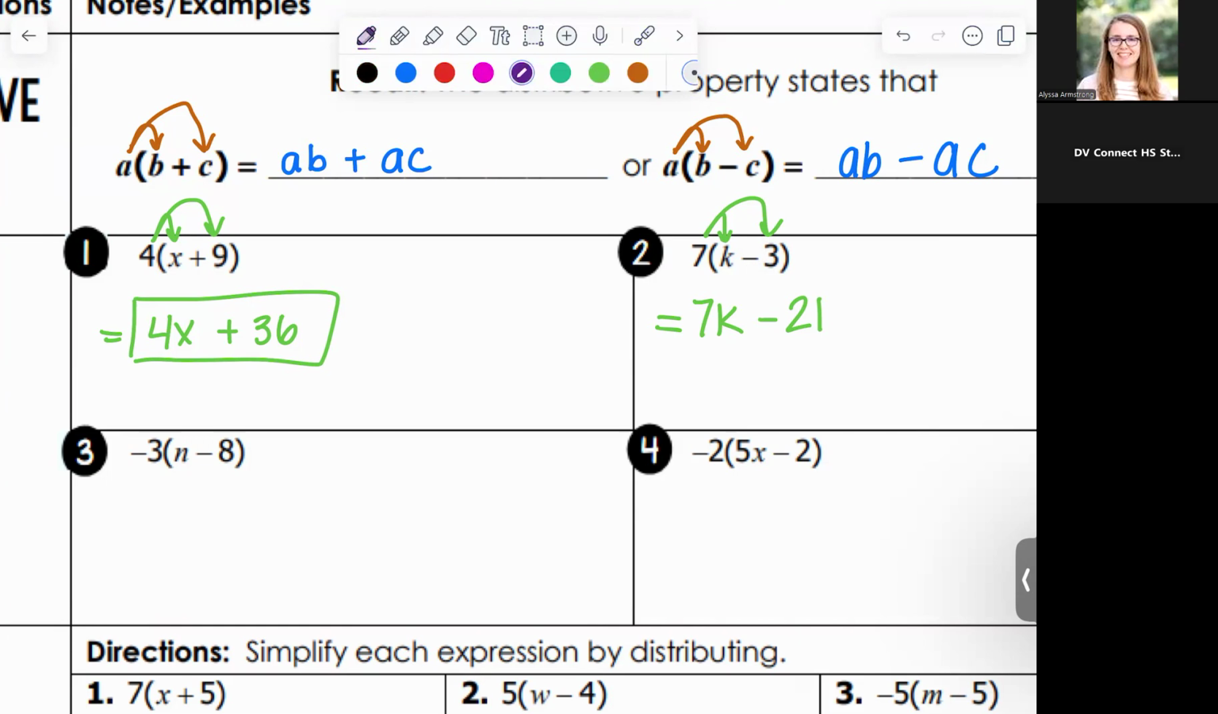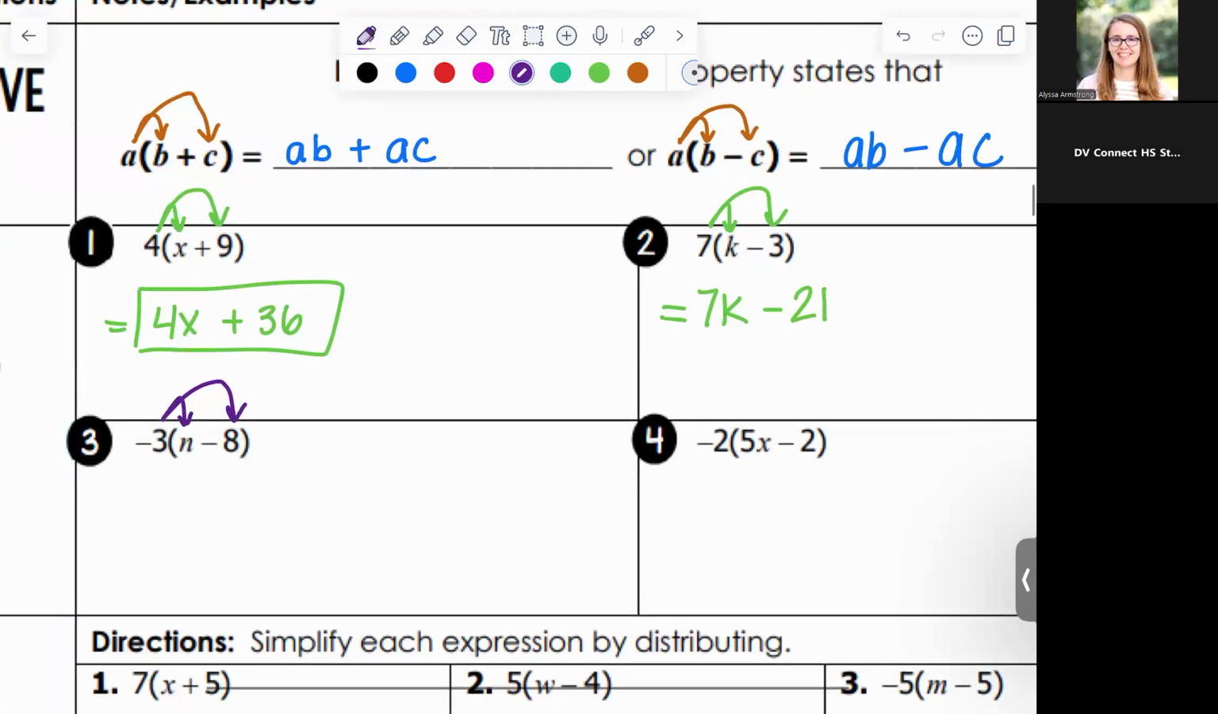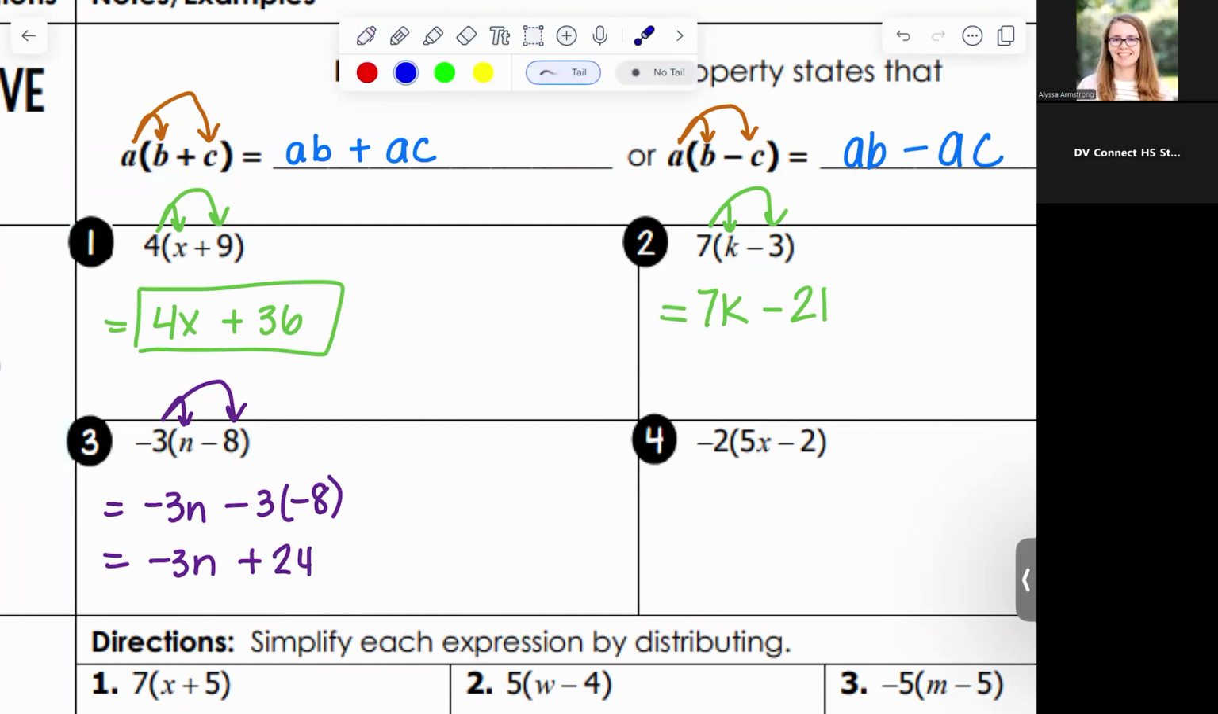So for the next one, I have -3 times n and -3 times -8. So think of this as -3n and then -3 times -8. So that's -3n plus 24, because the negative times a negative is a positive. Okay, the negative times a negative is a positive. Same rules apply here.